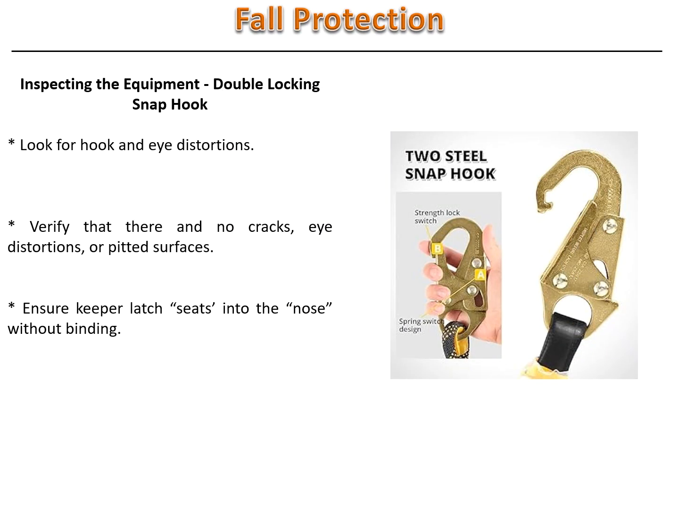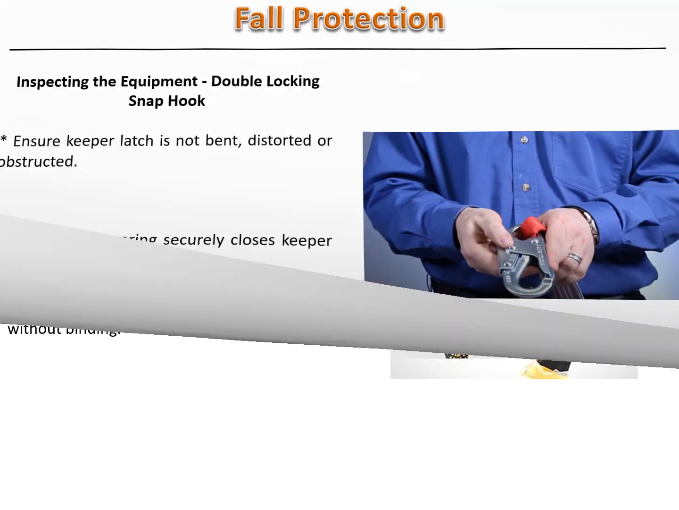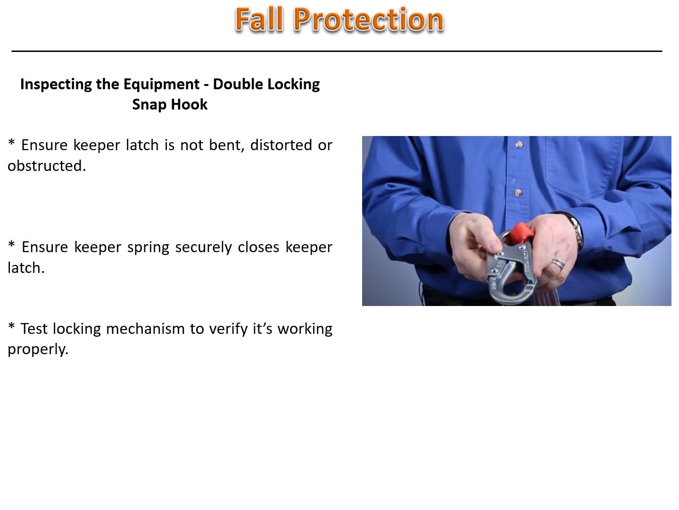Inspecting the equipment, double locking snap hook. Look for hook and eye distortions. Verify that there are no cracks, eye distortions, or pitted surfaces. Ensure keeper latch seats into the nose without binding. Ensure keeper latch is not bent, distorted or obstructed. Ensure keeper spring securely closes keeper latch. Test locking mechanism to verify it's working properly.